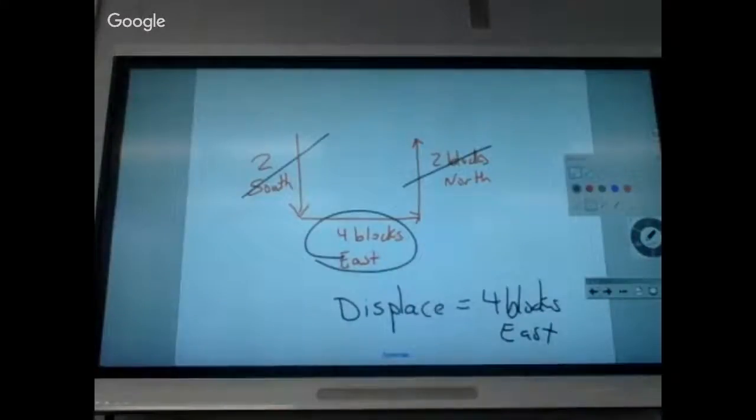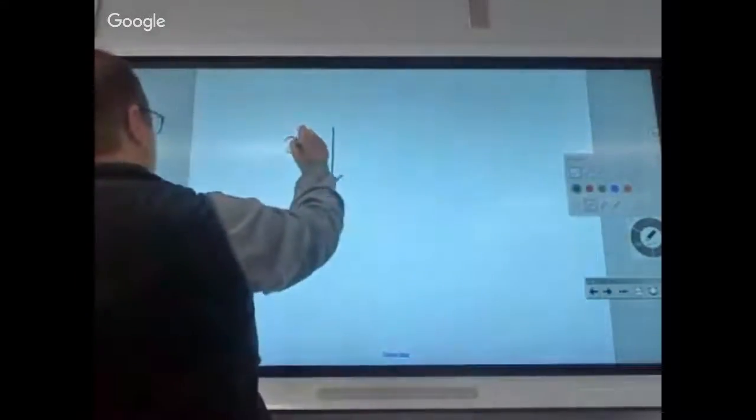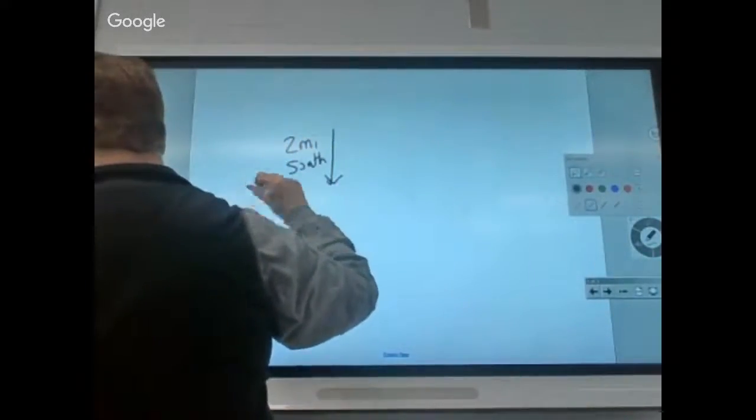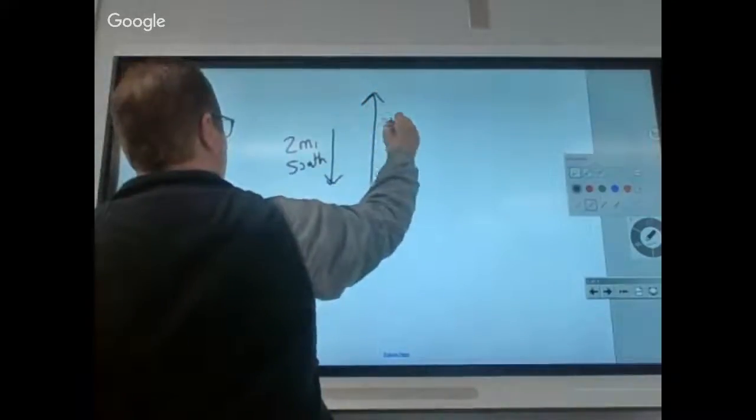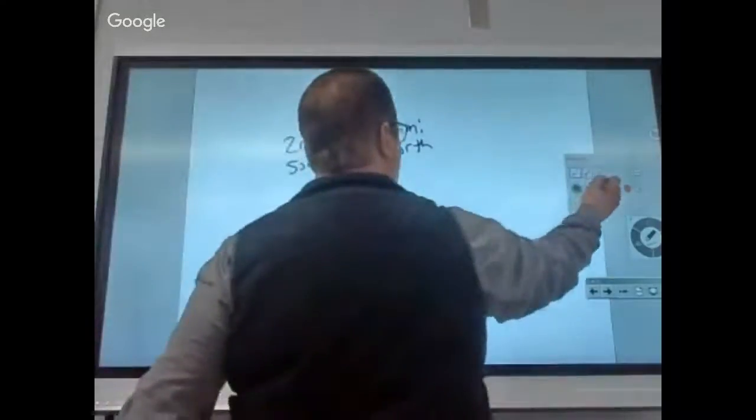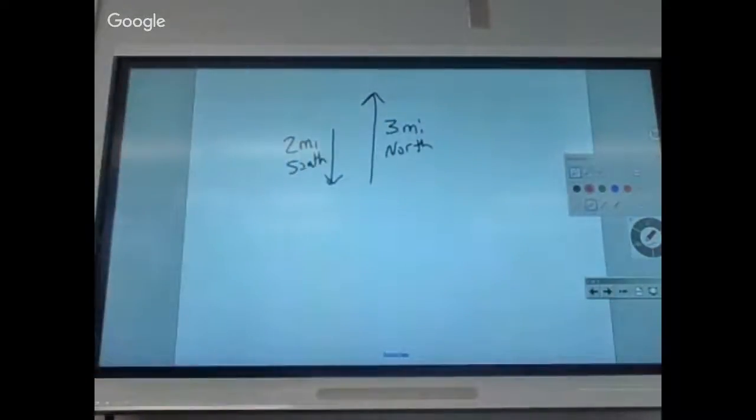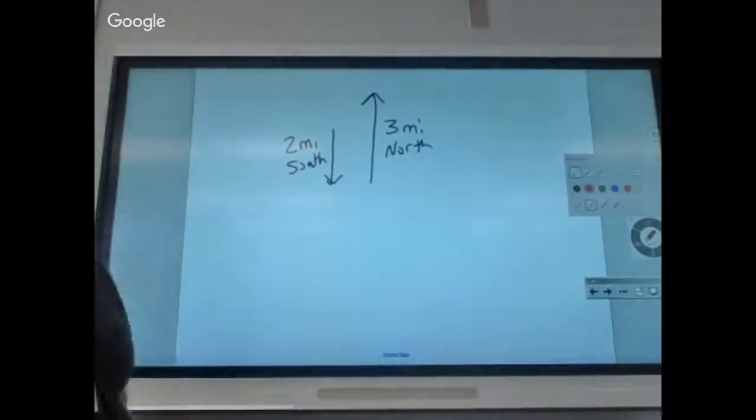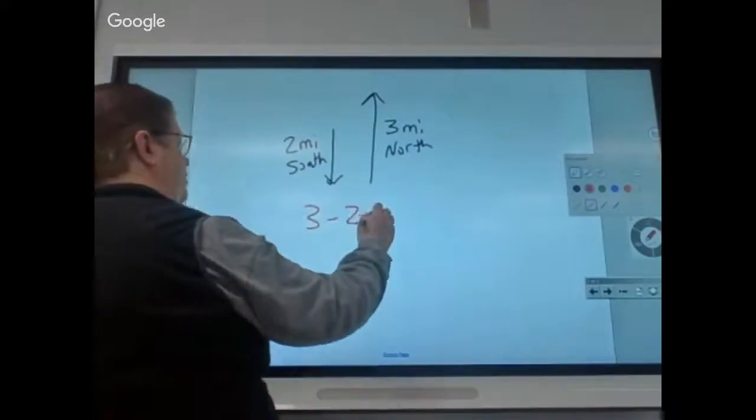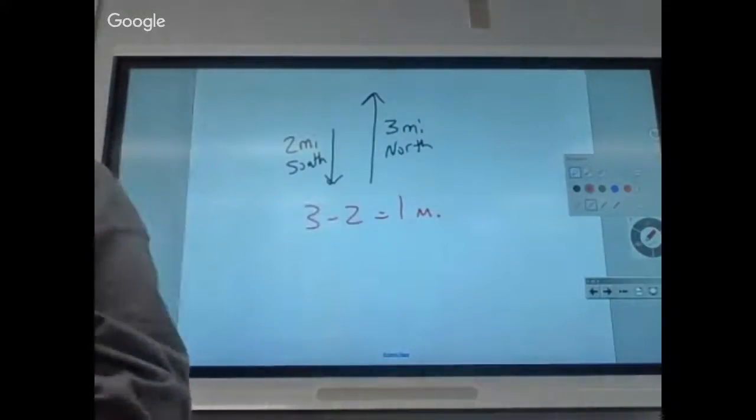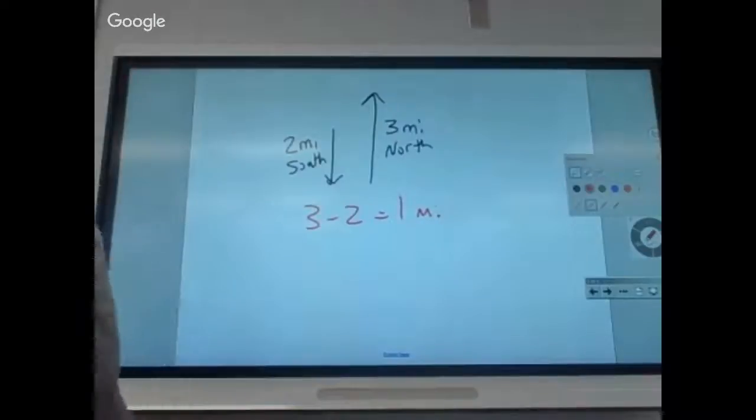All right. So Amy runs 2 miles south, 2 miles south, and then 3 miles north. Okay? So if I go 2 miles south and 3 miles north, how do I figure out my displacement? Subtract. So 3 minus 2 is 1 mile. Next.